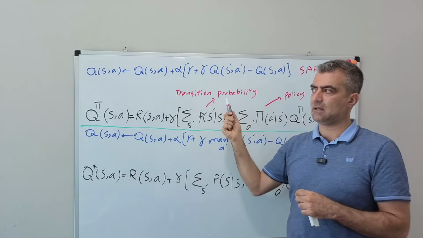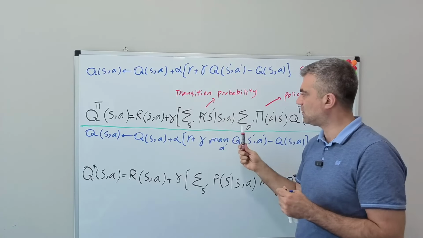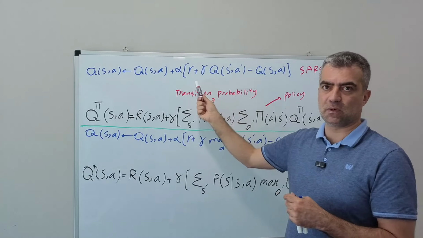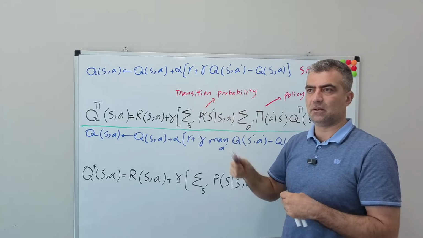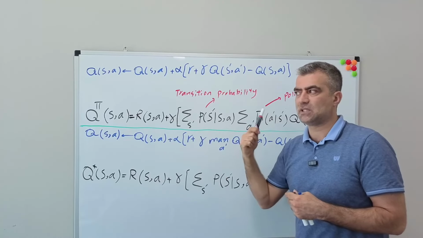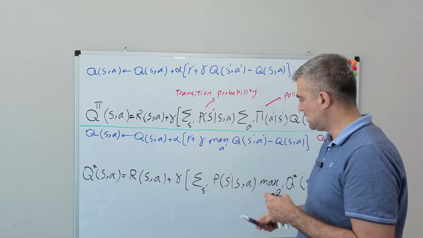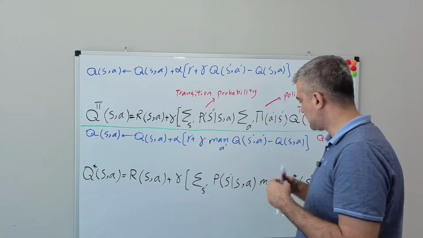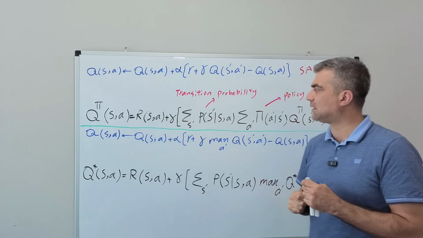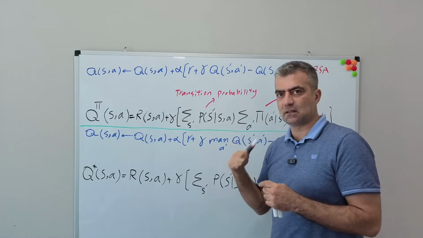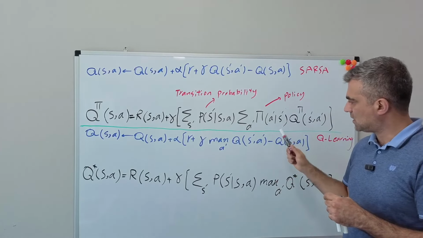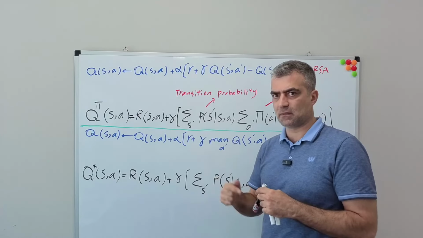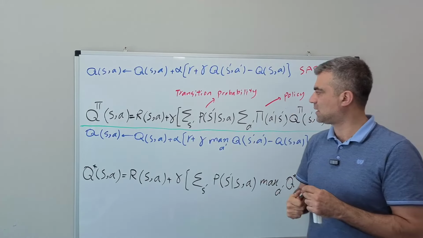Yeah? SARSA uses a policy for predicting the future reward. It is realistic. Based on the knowledge about the agent, we decide which action the agent will take in the future. In Q learning, we used a max. It means that we consider the best possible action that the agent would take. So it means that here we don't have a policy. While thinking about the future, here we consider the policy.